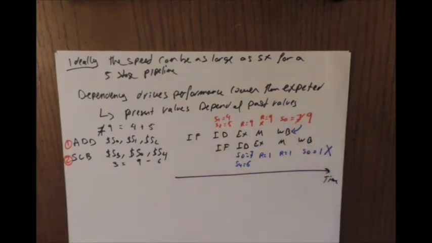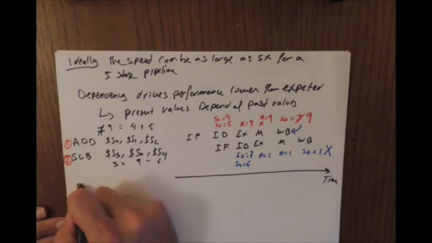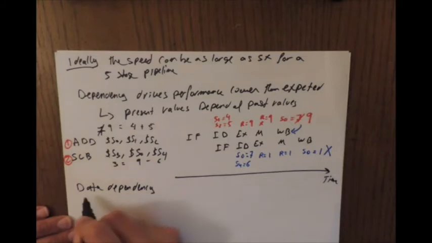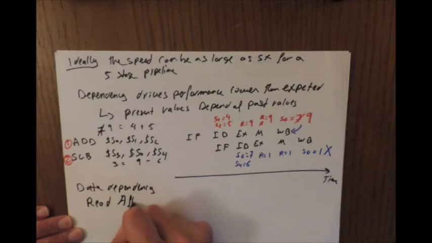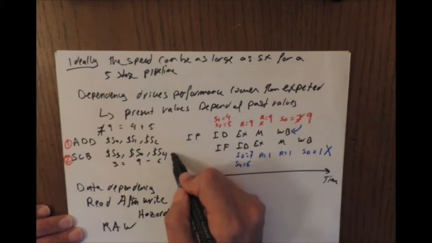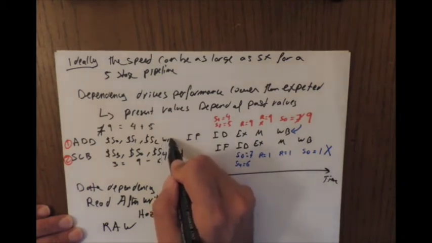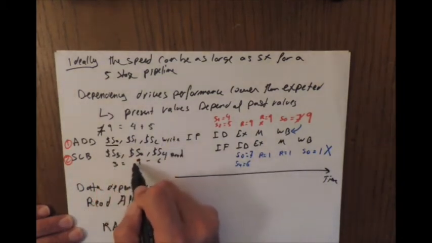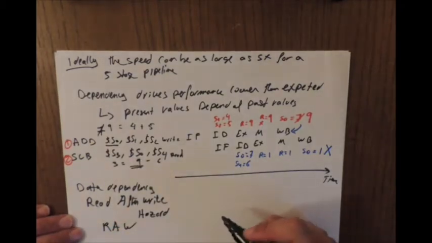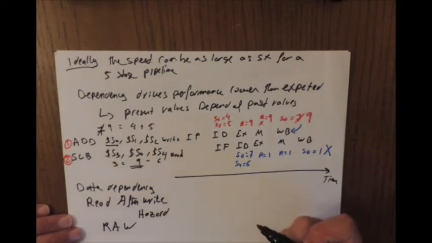So this is called a data dependency. And this is called a read after write hazard, or RAW. So I'm reading here, and here we have a write. Okay, check this. This is the write, and this is the read. So this dependency actually is making things worse.